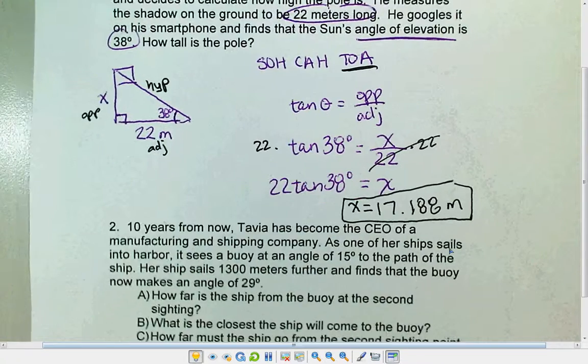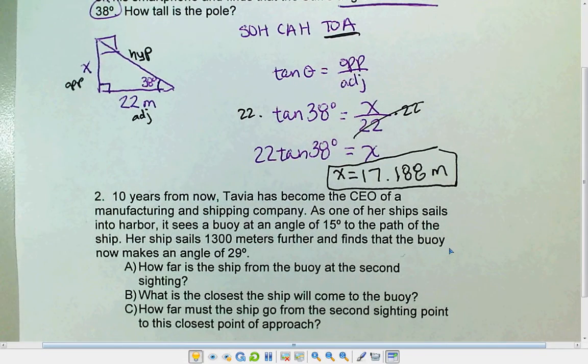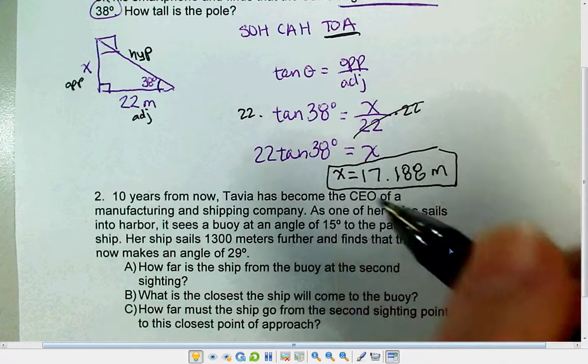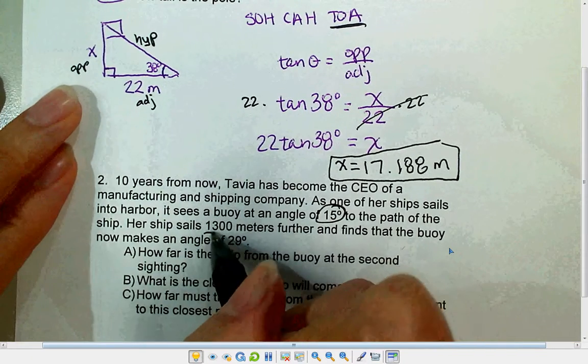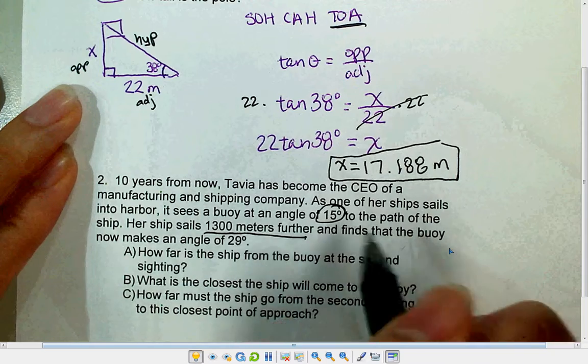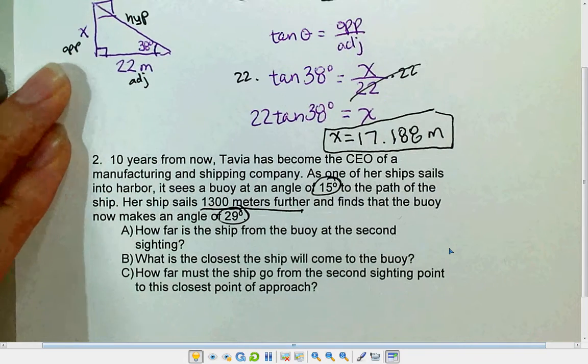Okay, let's look at number 2. So, 10 years from now, Tavia has become the CEO of a manufacturing and shipping company. As one of her ships sails into the harbor, it sees a buoy at an angle of 15 degrees to the path of the ship. Her ship sails 1,300 meters further and finds that the buoy now makes an angle of 29.